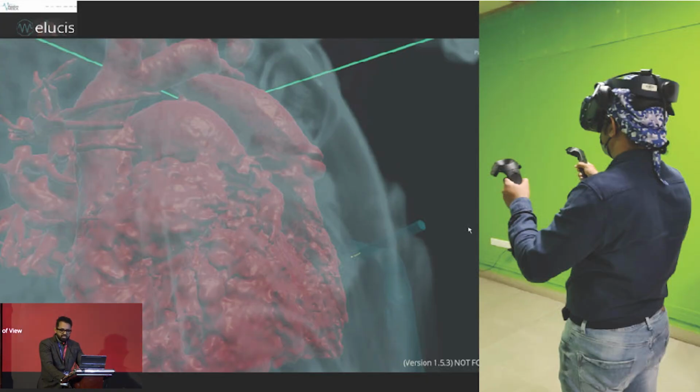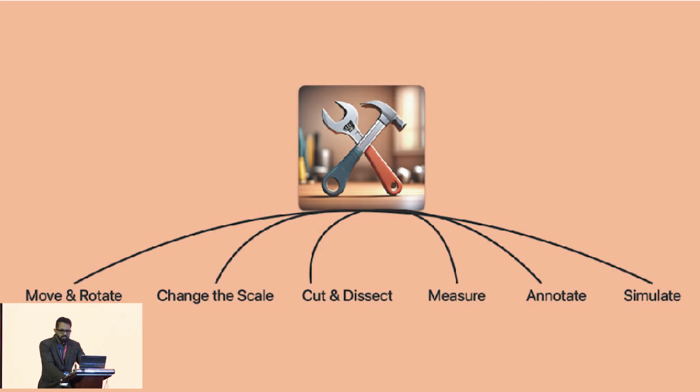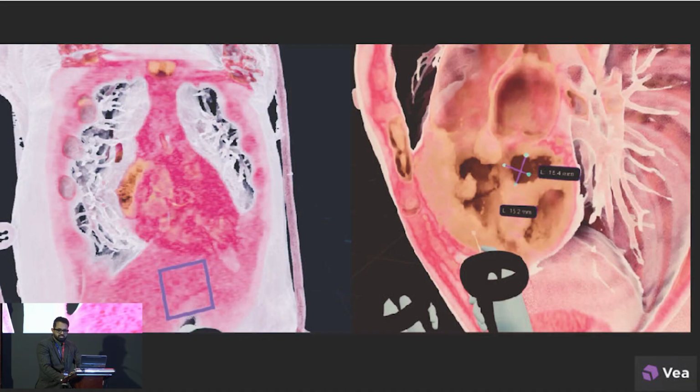As you can see, I'm entering inside a complex heart here, and I'm taking a look at a really complex VSD from inside of the heart. So this gives you a very powerful visualization and understanding of complex anatomy. Virtual reality can have various digital tools: you can move and rotate these models, change the scale, making it bigger or smaller, cut, do virtual dissections, measure, annotate, and simulate surgical procedures. As you can see here, it's possible to annotate and label various intracardiac structures.